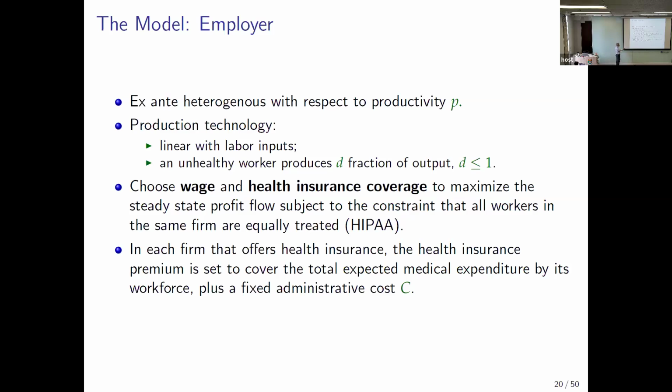Production technology is linear in labor inputs. If a firm has productivity P, and the firm hires N healthy workers, these N workers will produce N times P units of output. If the worker is unhealthy, then the worker doesn't get to produce the entirety of P, and will only be able to produce a D fraction of P. If the worker is unhealthy, he got sick, he will be absent from work for a 1 minus D fraction of the time. So even though the firm has productivity P, an unhealthy worker is only able to produce D times P. So investing in the worker's health can actually improve the firm's productivity.